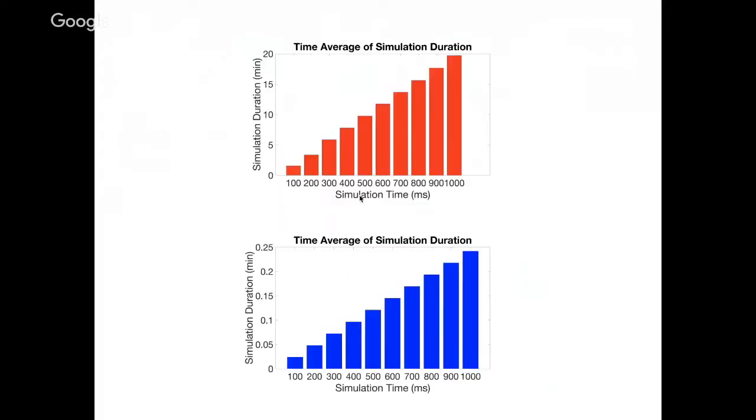And this is also really great because then we can look at the time average of the simulation duration. So for the red one, the compressed model, when you ran a simulation of it for 1,000 milliseconds or 1 second, it took about 20 minutes. But when we did it for 1,000 milliseconds for this simplified single-node model, it only took half a minute, essentially. And this is great because now we have a quicker way to figure out what the qualitative behavior looks like for a single neuron.